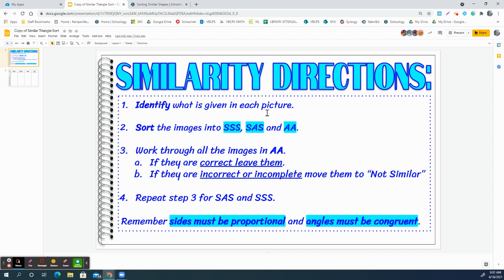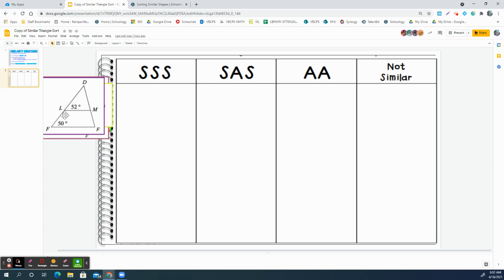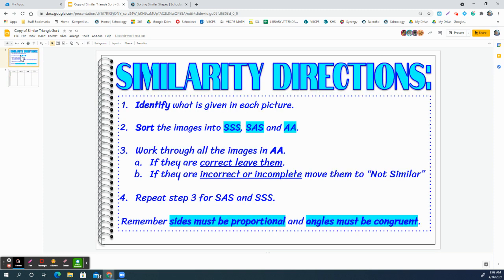So I just want you to look at the picture. Then you're going to sort it into either side, angle side, or angle columns. Don't put anything in the last column where it says not similar. So you're going to take these and you're just going to sort them into one of these first three columns. Okay. Once they're all in one of those first three columns, I want you to start with angle, angle. If they really are angle, angle, and you have enough information, leave them there. And if it's impossible to tell whether they belong there or not, send them over to not similar. Then you're going to go to side, angle, side and do the same thing, and then side, side, side.